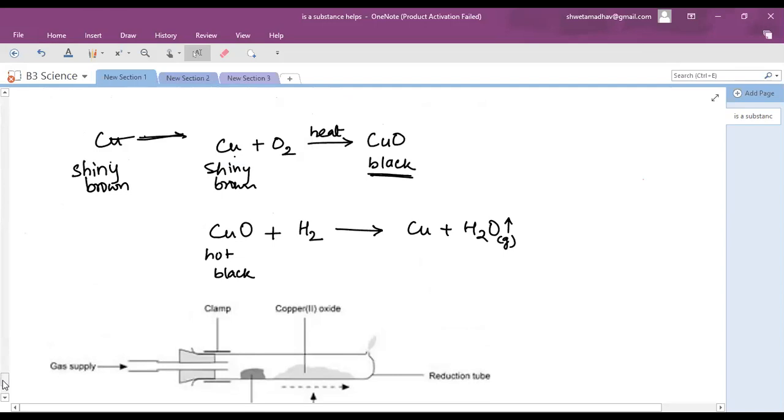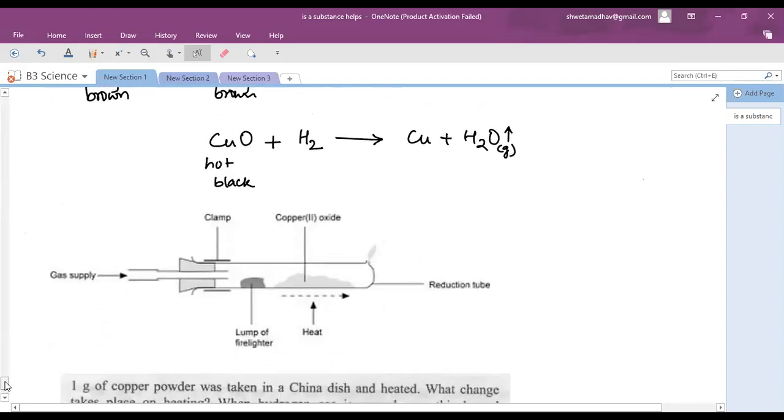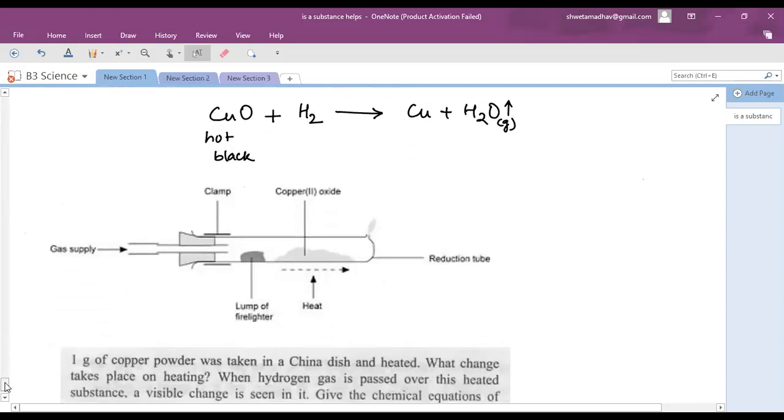Yes, ma'am. Ma'am, do we need to draw the diagram for that question? No, not needed. This is only for your reference. I've shown that. Ma'am, we don't need to learn the diagram given in the textbook also? Some of them are needed, some of them are not. So I will tell you whichever are important. Okay, ma'am.